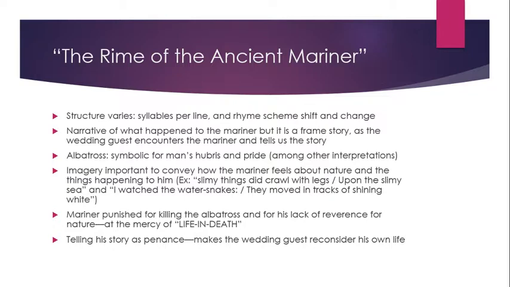So the albatross is a rather famous symbol. The albatross that is hung around the mariner's neck when he kills it is often interpreted as a symbol for man's hubris and pride. But there are other ways that we can interpret that, and I would encourage you to think about how you might interpret the putting of the albatross around his neck. But it's definitely something that we can read as being symbolic, in one interpretation at least, for his crimes against nature.